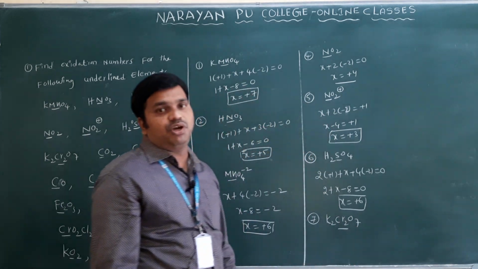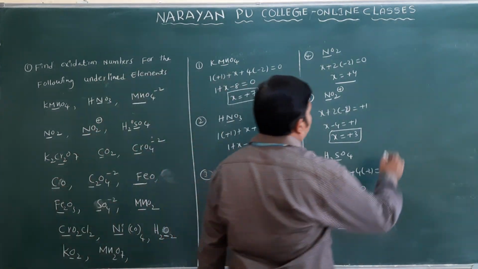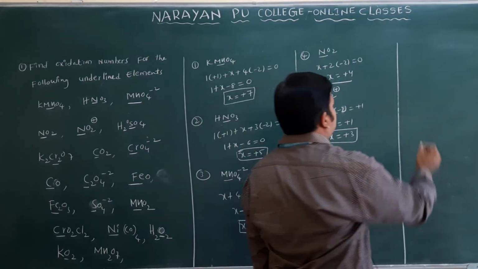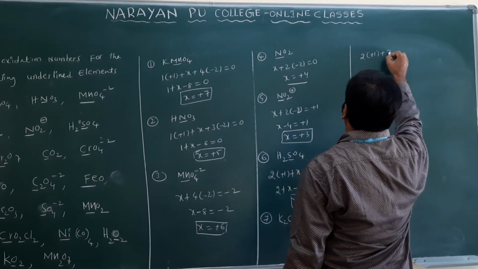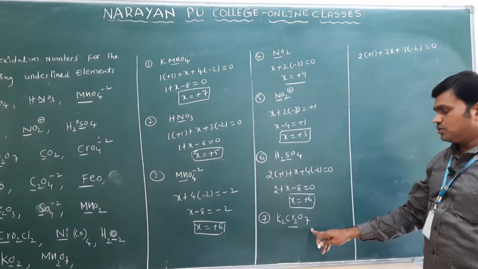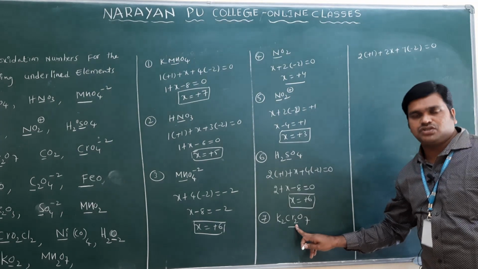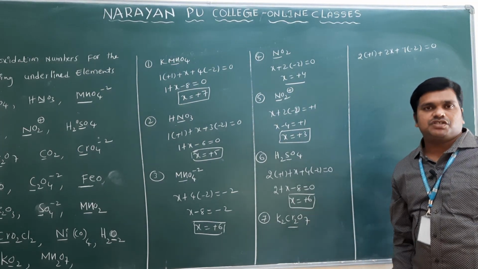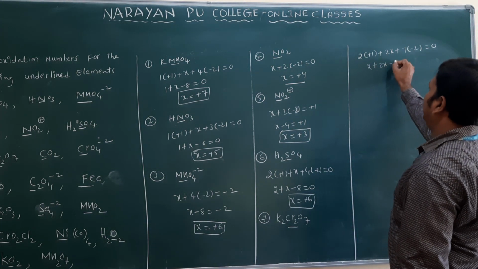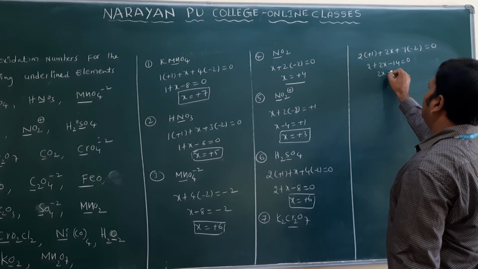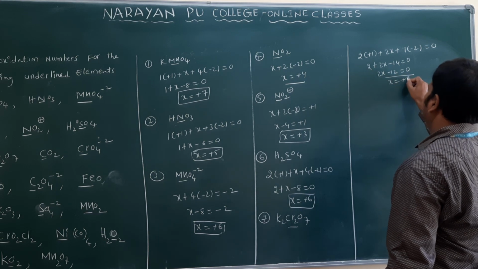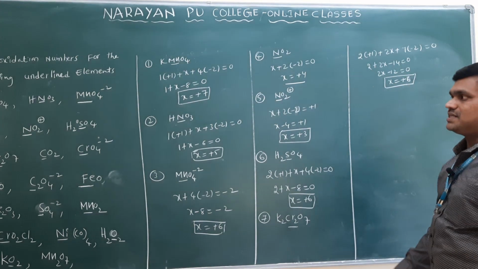K2Cr2O7. Which element's oxidation number do you have to find? Chromium only. How can you find this? Potassium is there; it is a first group element. So I will write 2 into plus 1 plus 2x plus 7 into minus 2 is equal to 0. Here oxygen is a normal oxide, minus 2. Chromium is x. How many chromiums are there? 2. And potassium we have 1, so 2 potassiums are there, that is 2 into plus 1. So I will write 2 plus 2x minus 14 is equal to 0. 2x minus 12 is equal to 0. From this, x equals plus 6. Plus 6 is the oxidation state.